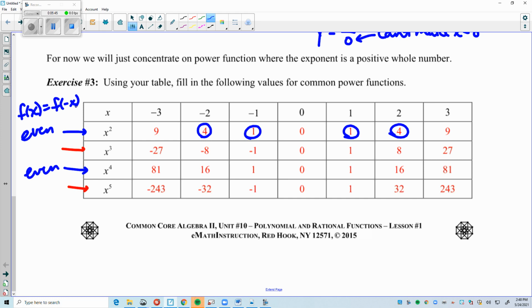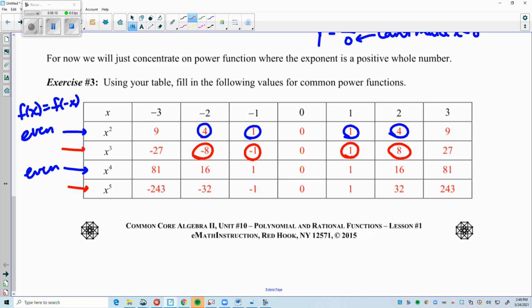Different now when I'm looking at these odd exponents. So it's the 3 and the 5. Again, let's check out the 1s. If I'm looking at the 1 and the -1, notice what happens here. I input a negative, I output a negative. I input a -2, I output a -2. But if I input a +1, I output a +1. And if I input a +2, I output a +2.